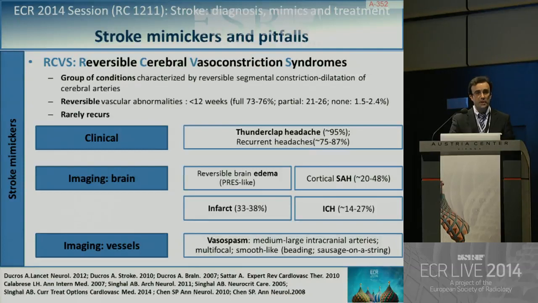The imaging of the brain may be completely normal, structurally, and you just see changes in the vessels. You can have a PRES-like vasogenic edema. You can have infarctions. You can have cortical, isolated subarachnoid hemorrhage, especially in young people. You should remember this possibility, and intracerebral hemorrhage. What you see on the images is actually vasospasm, out of the context of aneurysm rupture subarachnoid hemorrhage, that is multifocal, in large and medium-sized arteries, and that is reversible over the next month.